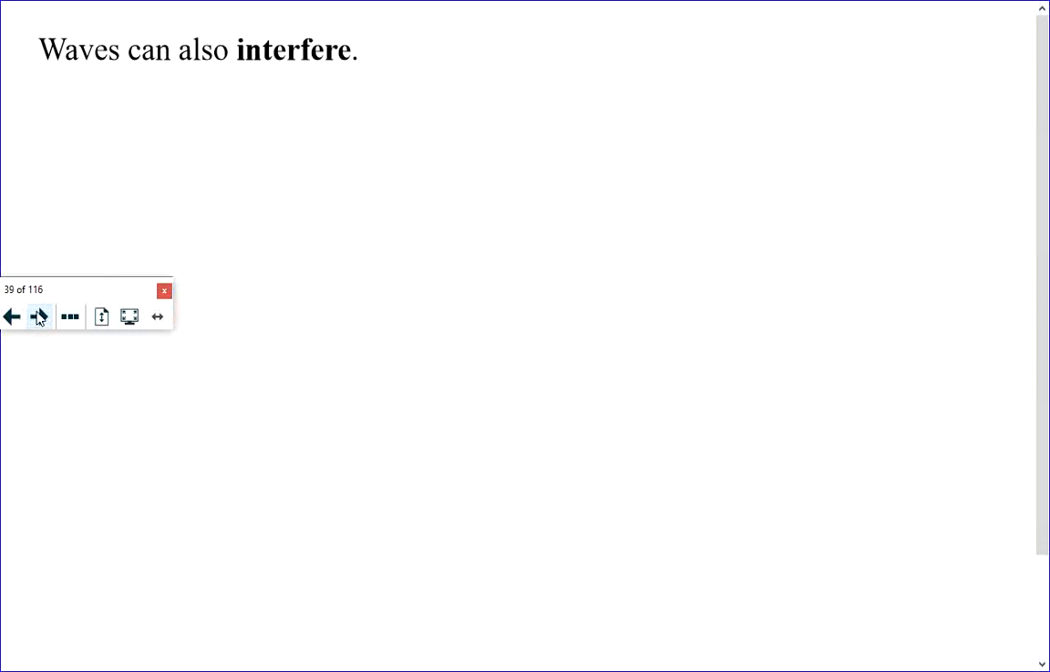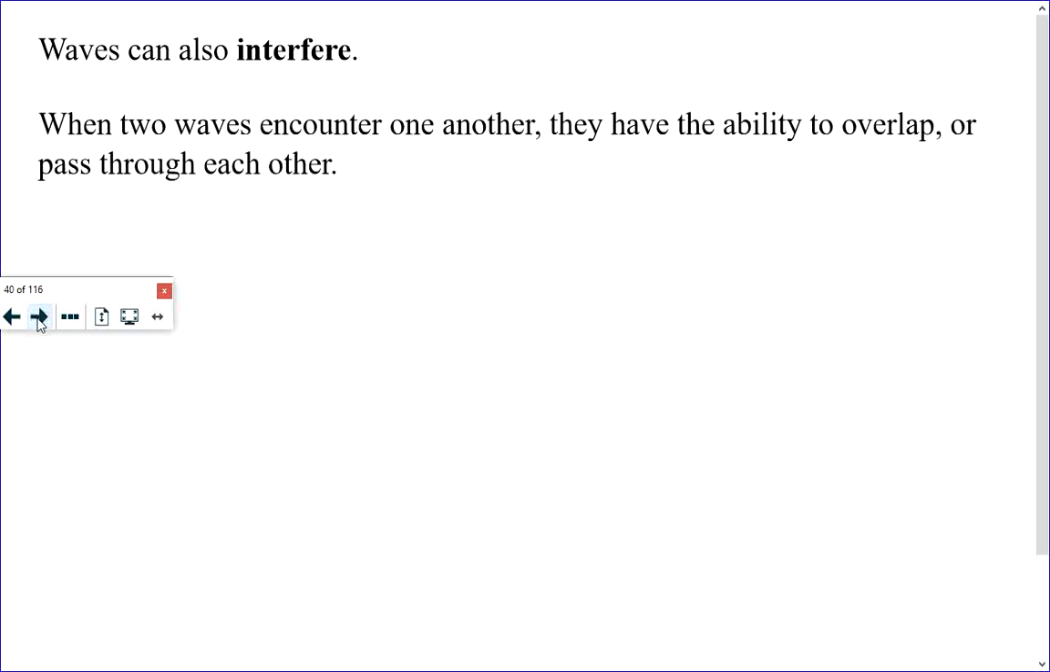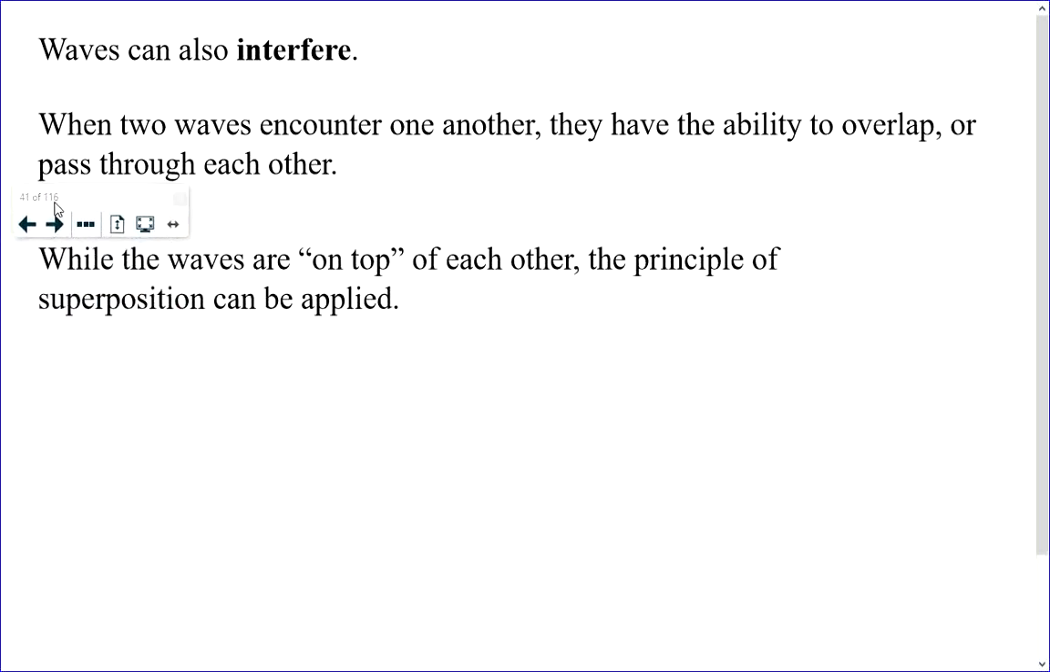So now let's talk about interference. Waves can also interfere. What does that mean? Well, when waves meet, if they're traveling in not the same direction, maybe they're traveling in opposing directions, they have the ability to overlap and pass through each other. And clearly particles cannot do that, right? While the waves are on top of each other, we have this thing called the principle of superposition. And all it means is that whatever the one wave looks like on its own and the other wave looks like on its own, then they overlap and they exist at the same place at the same time, and they produce a third wave temporarily that's the result of those two waves being in the same position.